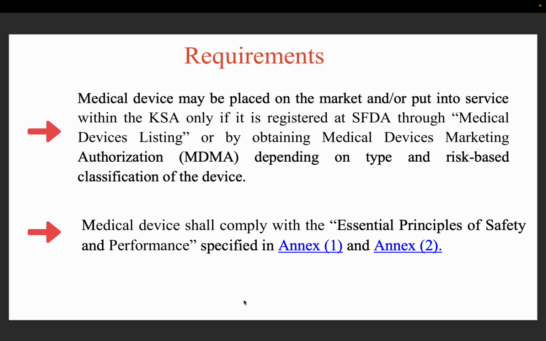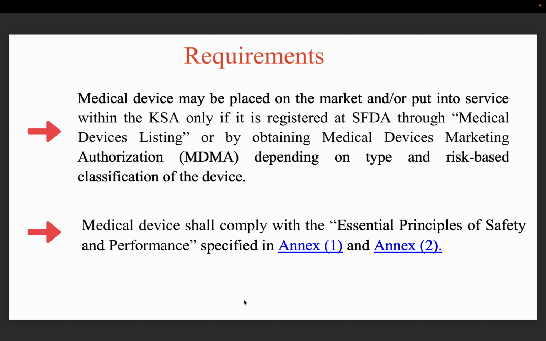So let's say in this case I am going to place my medical devices into the Kingdom of Saudi Arabia, which is stated as KSA. So first, my company needs to get registered at SFDA in either of two pathways. The first one is the medical device listing or by getting MDMA. It purely depends upon the type and classification of devices, right?